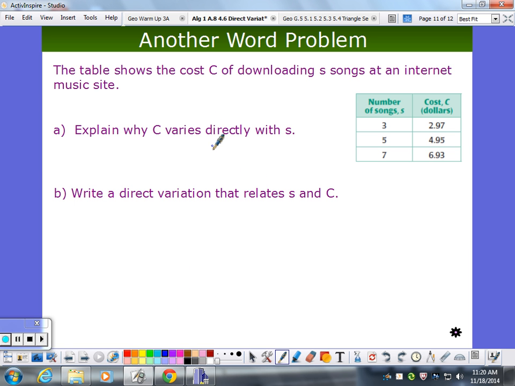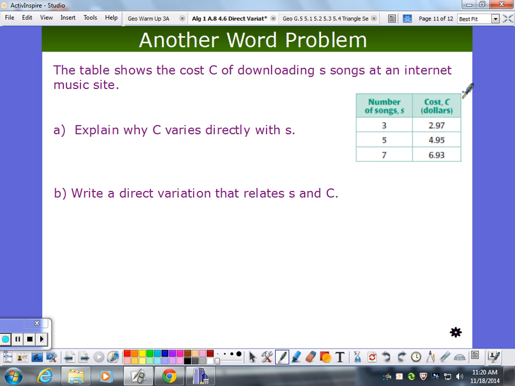So, I want to download songs from the internet. The cost of downloading songs is shown at the right. If you download 3 songs, it costs $2.97. If you download 5, it costs $4.95. If you download 7, it costs $6.93. Is the number of songs and the cost a direct variation? Well, how can I figure that out?